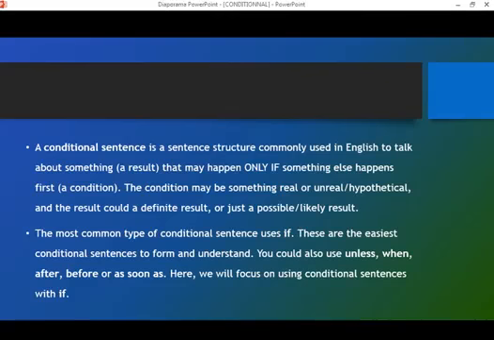The most common type of conditional sentence uses if. These are the easiest conditional sentences to form and understand. You could also use unless, when, after, before, or as soon as. Here, we will focus just on using conditional sentences with if. Okay?